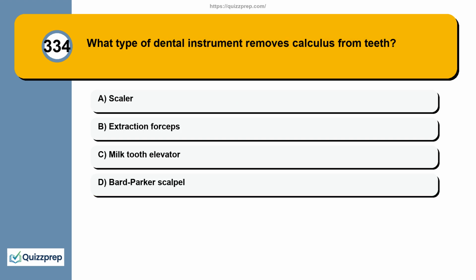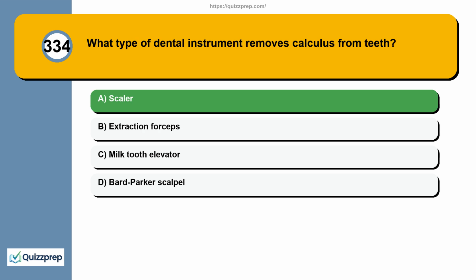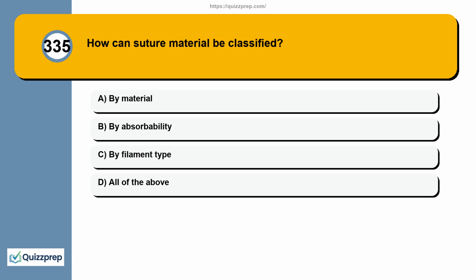Question 334. What type of dental instrument removes calculus from teeth? Option A. Scaler. Option B. Extraction forceps. Option C. Milk tooth elevator. Option D. Bard-Parker scalpel. The correct answer is option A. Scaler.